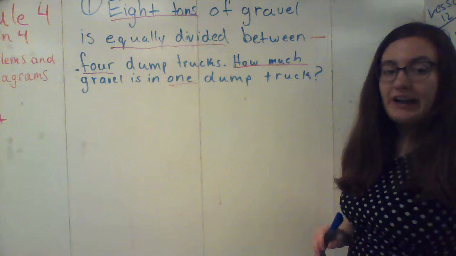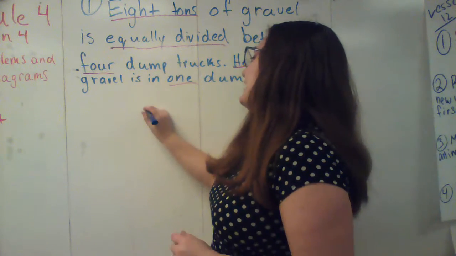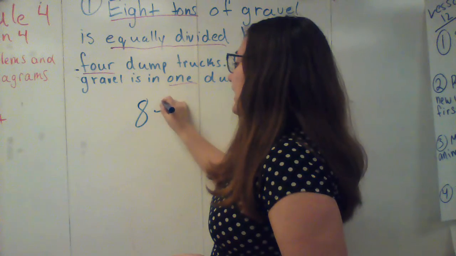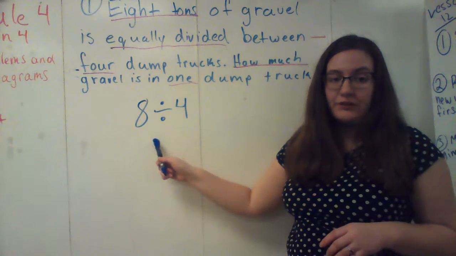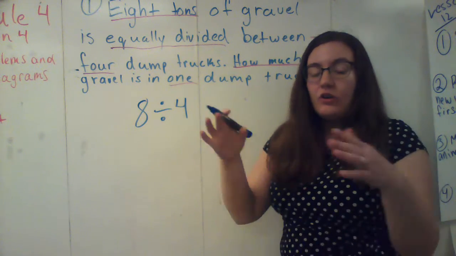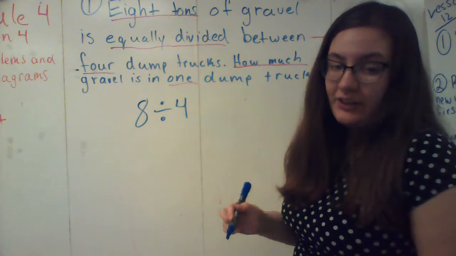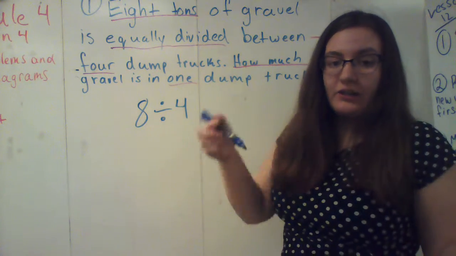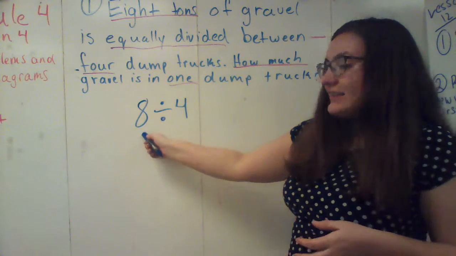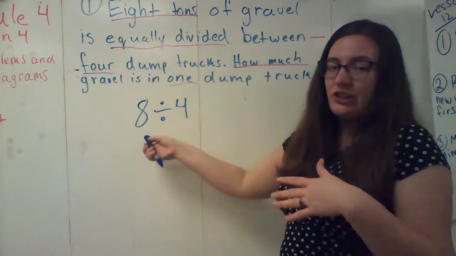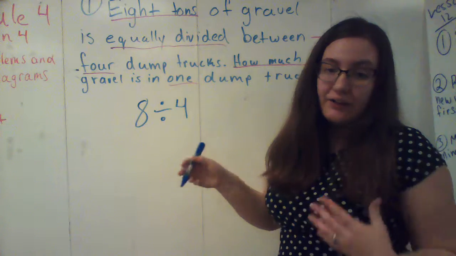So if I have 8 tons of gravel and that is being divided between 4 dump trucks, what that means is I am doing 8 divided by 4, because I have 8 tons of gravel divided amongst 4 trucks. Now, normally if we were to do a model for this, I would have to draw 8 models, break them up into fourths, then do work from there. And when we get into these numbers where we have a larger number up in front that needs to be divided up, it becomes a lot of work.